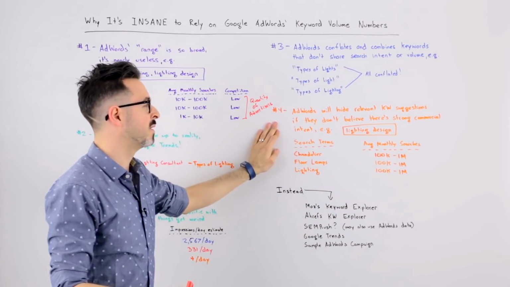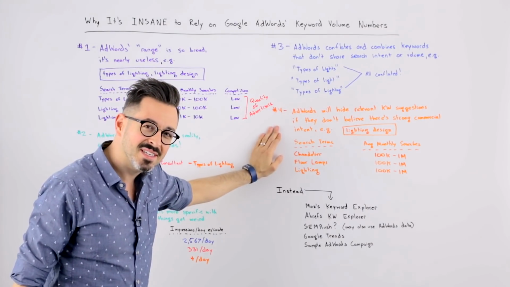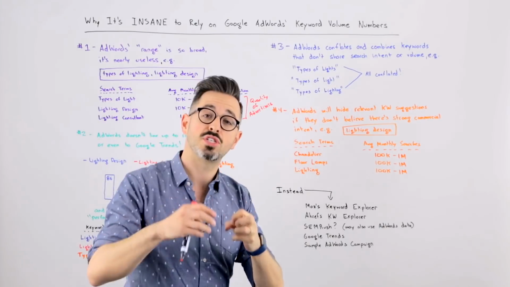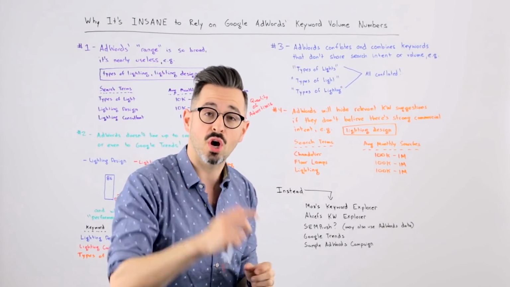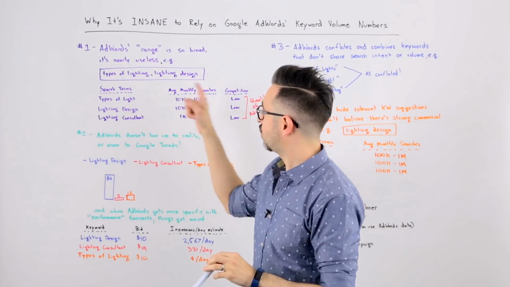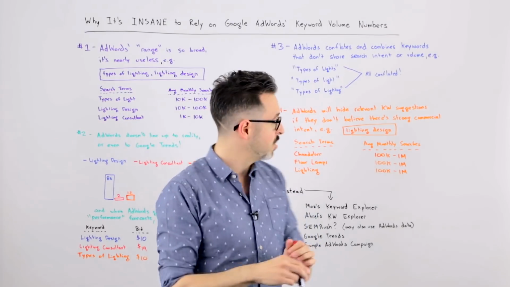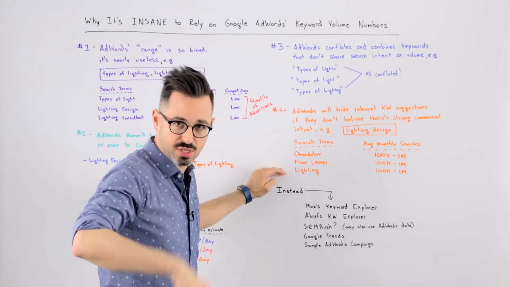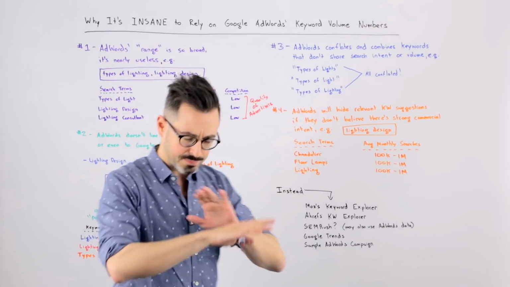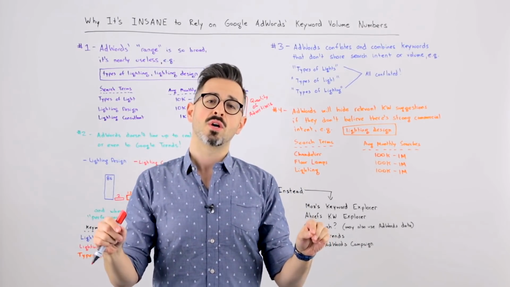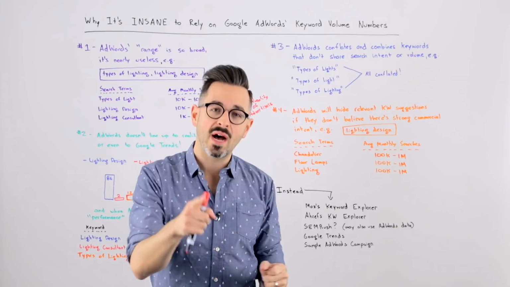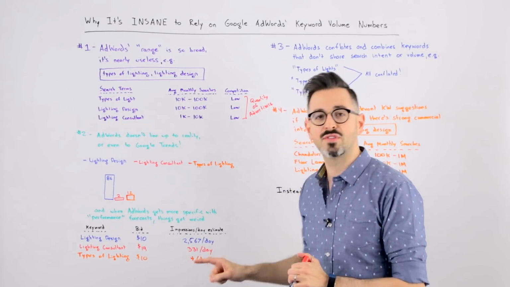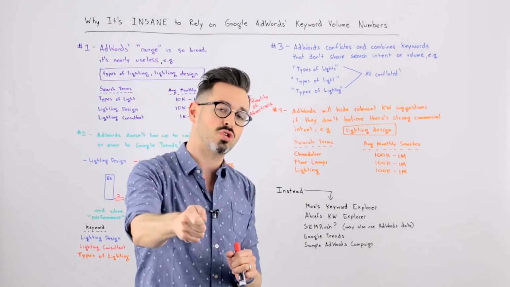Killing me. Number 4, not only this, a lot of times when you do searches inside AdWords, they will hide the suggestions that you want the most. So when I performed my searches for lighting design, Google never showed me, I couldn't find it anywhere in the search results, even with the export of 1,000 keywords, types of lights or types of lighting. Why? I think it's the same reason down here, because Google doesn't believe that those are commercial intent search queries.